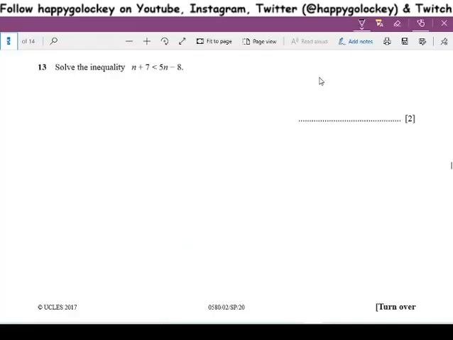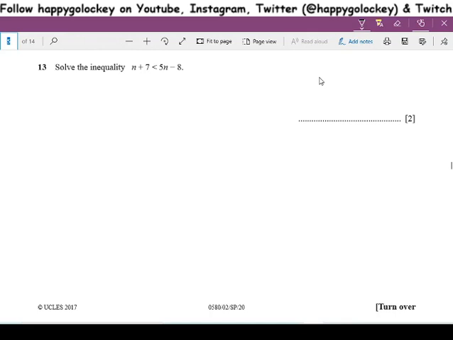Okay guys, we're back and ready for the solutions. Solve the inequality. So something plus 7 is less than 5 of that something, take away 8. So you could keep playing around with different numbers, try 1, try 2, try 5. But sometimes it's not even a whole number. So you can't just guess random numbers and hope to get lucky. You need to be a bit more precise than this.